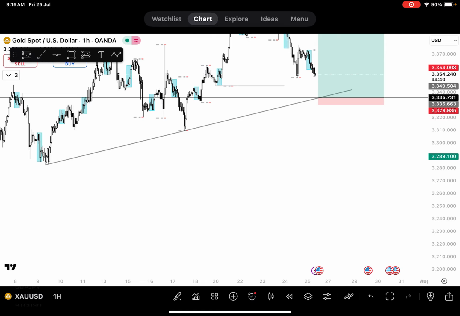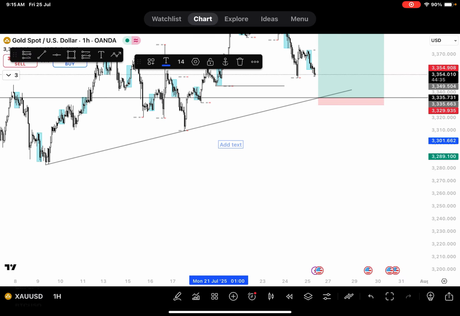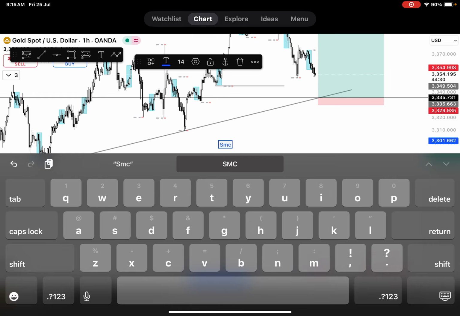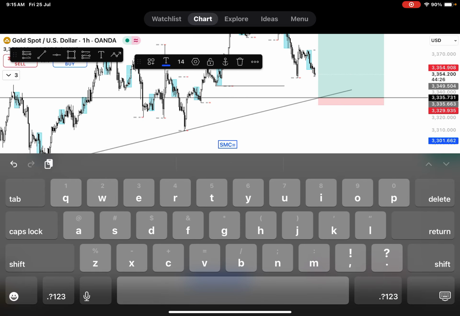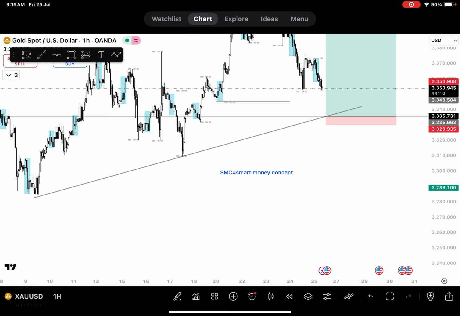Our strategy that we talked about is basically SMC. That's our strategy. And this SMC means what? It means smart money concept. This is what our strategy means, SMC, which means smart money concept.